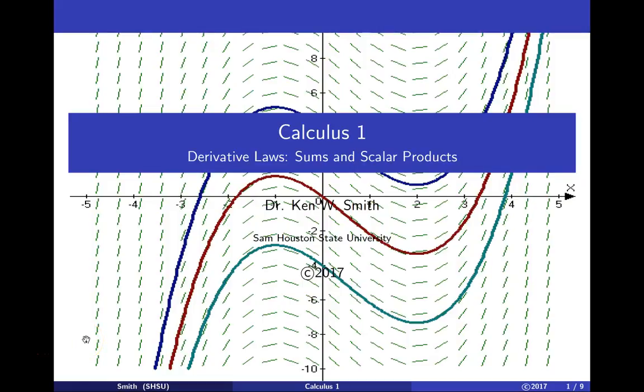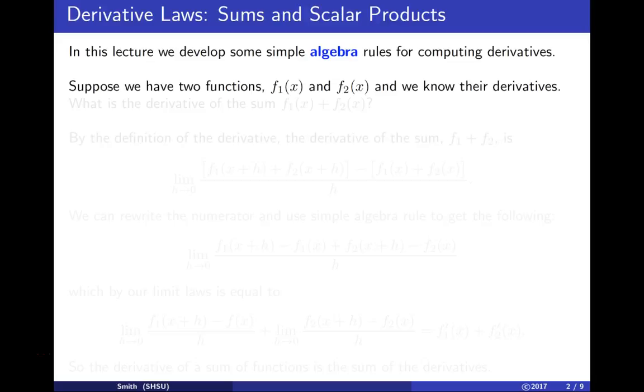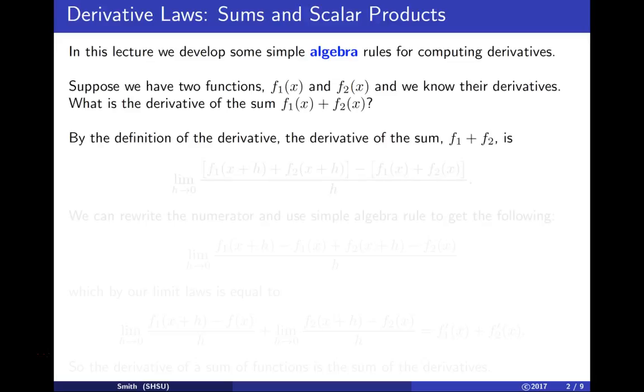In this lecture, we look at some basic algebra rules about derivatives. Suppose we have two functions, f1 and f2, and we know how to take their derivatives. What's the derivative of their sum? By the definition of the derivative, the derivative of the sum would be this.